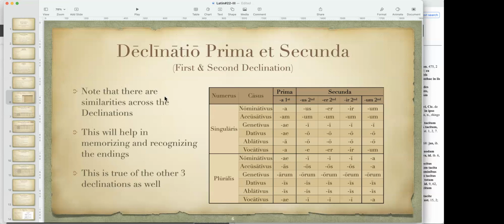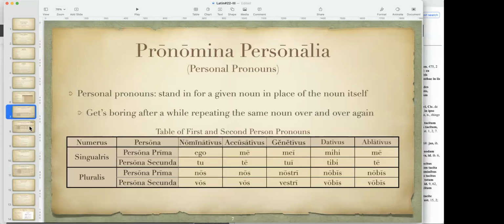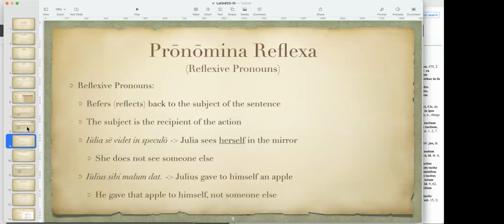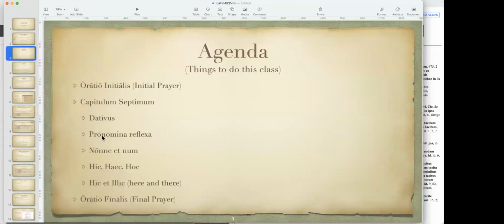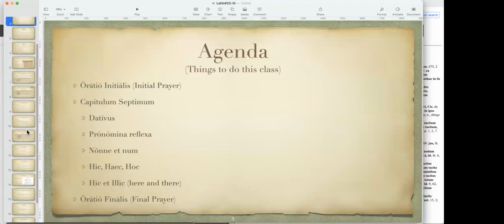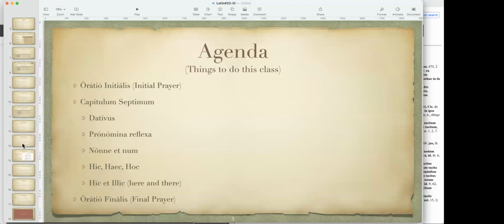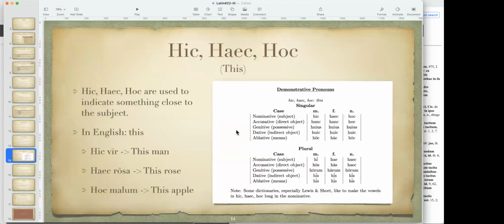Okay, it is almost 9 o'clock. Let me go through. Actually, let me go back up here. We did reflexes. I'll mention hic, haec, and hoc, which sounds like you're clearing your throat, doesn't it?